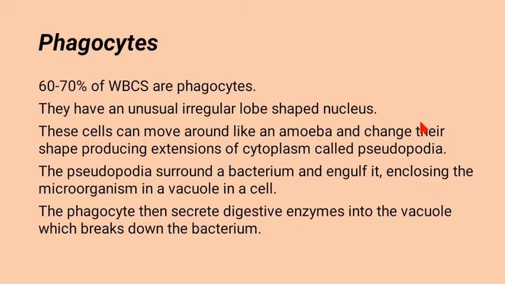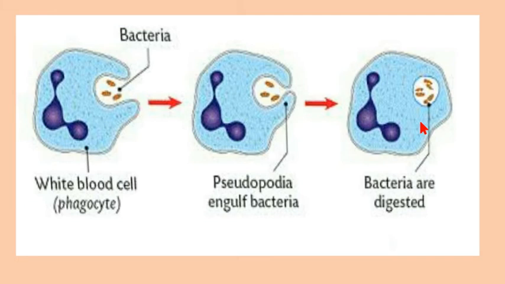60 to 70% of the white blood cells are phagocytes. Phagocytes have an irregular lobe-shaped nucleus, and they are larger in size. These cells move in the body like an amoeba, and they change their shape, producing extensions of cytoplasm which are called pseudopodia. So basically, they have false feet, and they surround pathogens, engulf them, and enclose them in a vacuole. And then they secrete digestive enzymes into the vacuole to break down the bacteria.